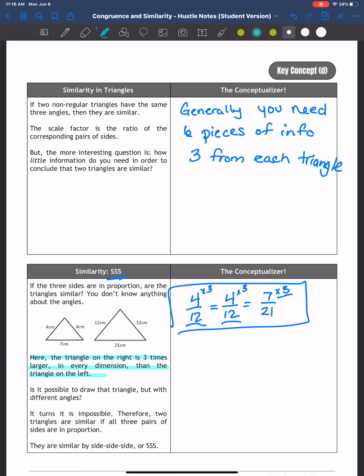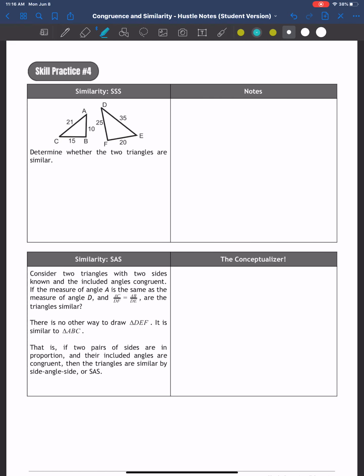It is impossible to draw a triangle with different angles if they are like this triangle, okay? So the similarity would be side, side, side, or SSS. So let's go to our practice problem.